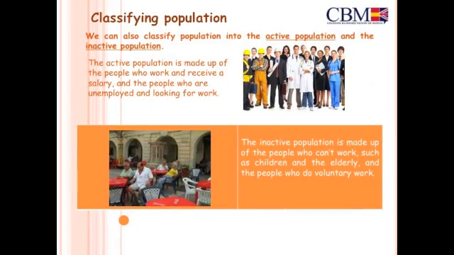We can also classify population into the active population and the inactive population. The active population is made up of the people who work and receive a salary, and the people who are unemployed and looking for work. The inactive population is made up of the people who can't work, such as children and the elderly, and the people who do voluntary work.